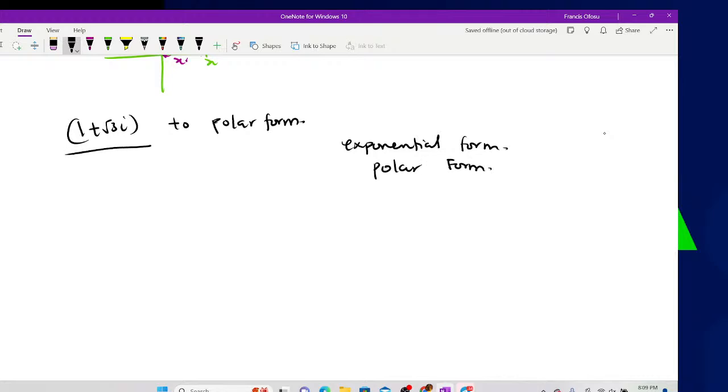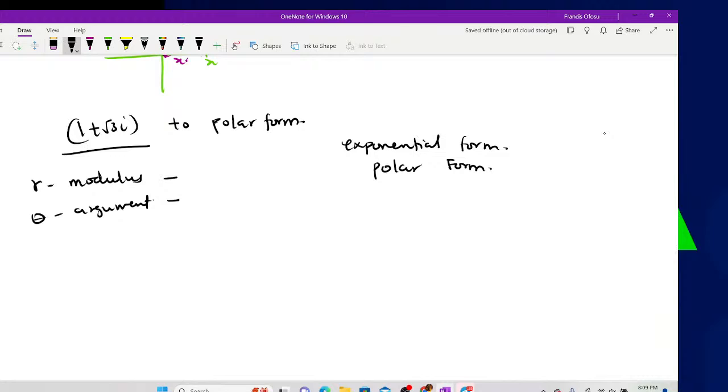To convert any linear form of a complex number to the polar form, the first thing we need is our r, that is the modulus. The second thing we need is theta, which is the argument. With these two parameters, we are good to go to find our polar form.